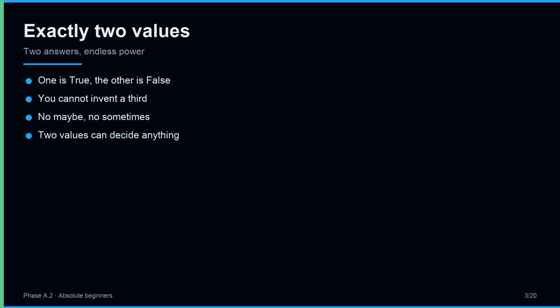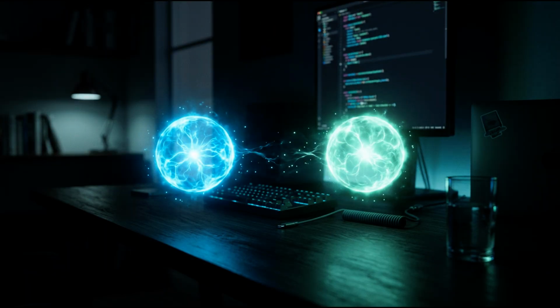Two values, true and false. That is the whole bool type. It looks too small to matter, yet this tiny pair is the engine behind every choice a computer makes. Behind every login, every paywall, every traffic light, there is a bool quietly answering yes or no.